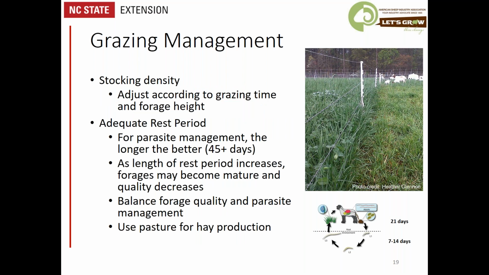We need to adjust stocking density accordingly. I can't give you a specific number on this. It's going to vary farm to farm based on the animals you have and the forages that you have and where you're located, but adjust accordingly based on the amount of time you want to spend in a given paddock, how fast the forage is growing, what the forage height is at the given time. You can adjust these things to make sure you're not overgrazing.